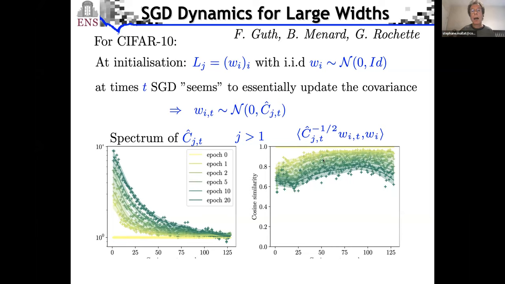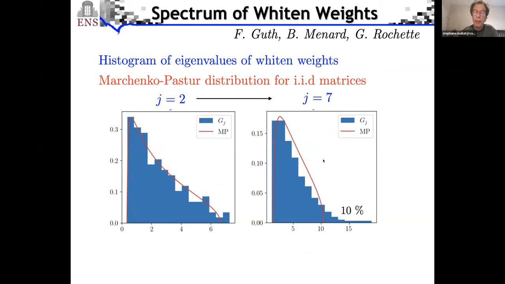Okay, second test, we whitened the weights during the learning, and we looked at the distribution of the eigenvalues of the covariance after whitening. And they have exactly a Marchenko-Pastur distribution, at least on the first half of the layers. And on the last layers, there is a little bit of error, but most of them follow this Marchenko-Pastur distribution, which is a signature of the fact that after whitening, you have something independent and therefore likely to be Gaussian.